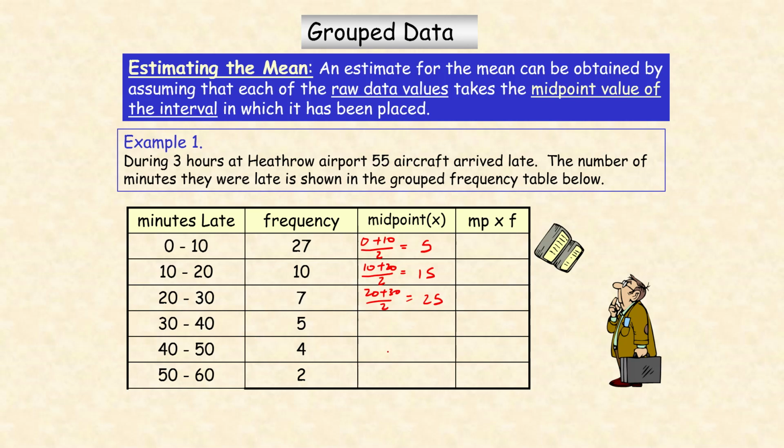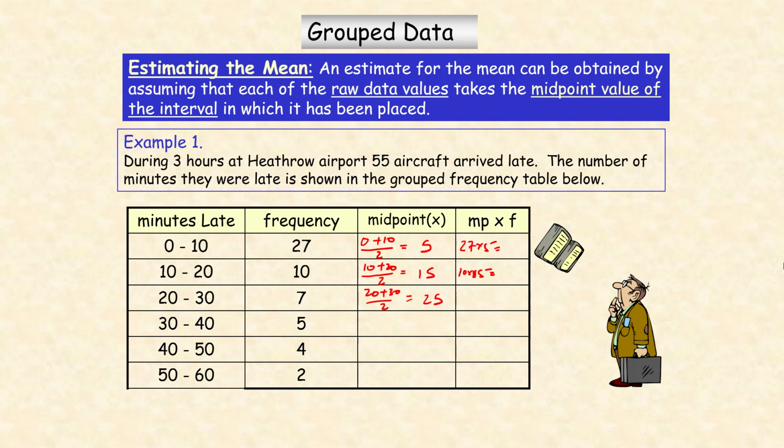Okay, so what I want you to do is fill the rest, draw the table, copy the table out, fill the rest of it out, and here what we're going to do is the midpoint times the frequency. So it's going to be 27 times 5, we work that out, and so on. Then the next one is going to be 10 times 15, and you work that out. So hit pause, complete the table. When you're ready, we're going to go through it then. Hit play again.